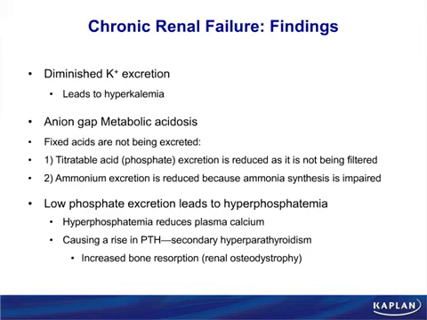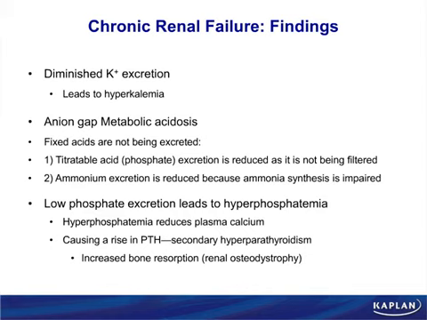Acidosis. You will see an anion gap metabolic acidosis. This is due to loss of the ability to excrete fixed acids. Remember, acids are excreted in two forms: titratable acid, which is phosphate, and ammonium. So there's actually two reasons to develop an acidosis here. One is you've lost the ability to filter phosphate.